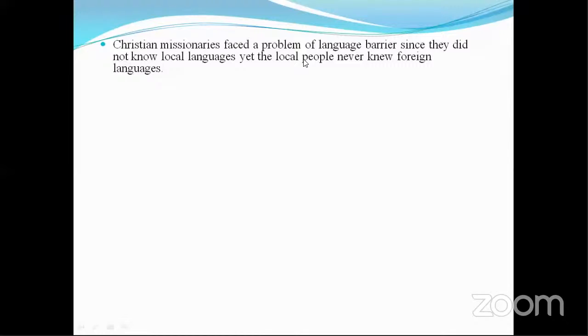Of course, the local languages we are using here in East Africa, Luganda, Kiswahili, and so many other languages, you understand? And that is why they even translated the Bible into Luganda, into Kiswahili, and some other local languages, okay?